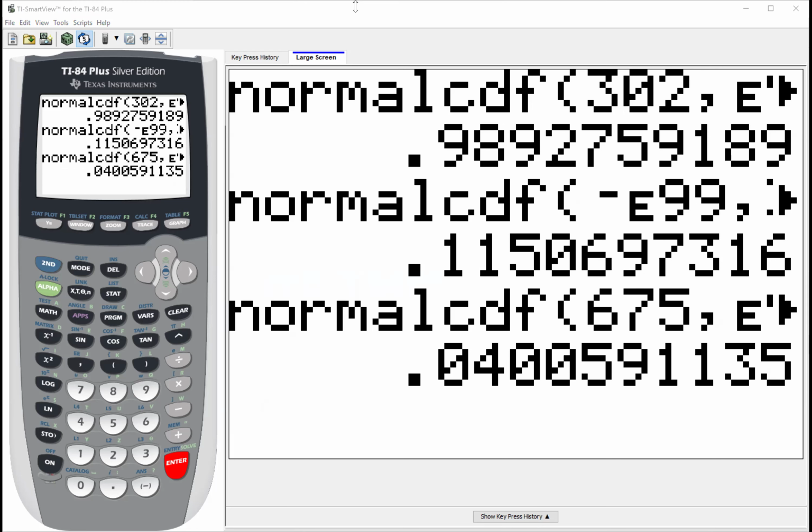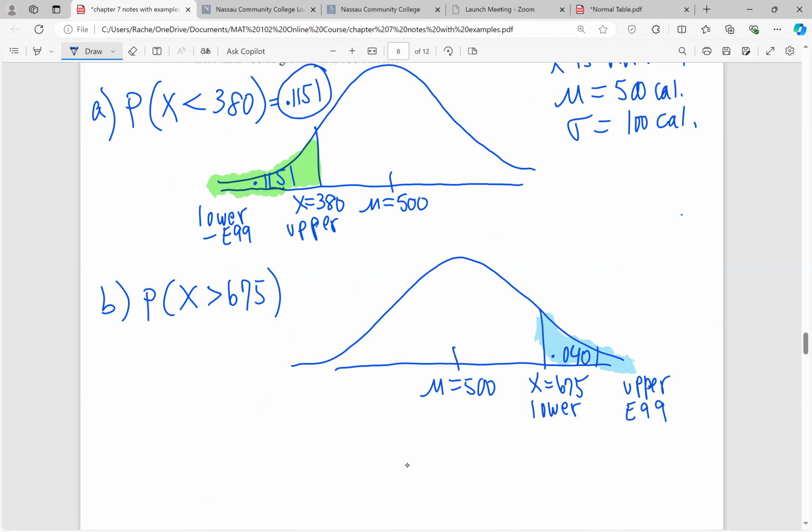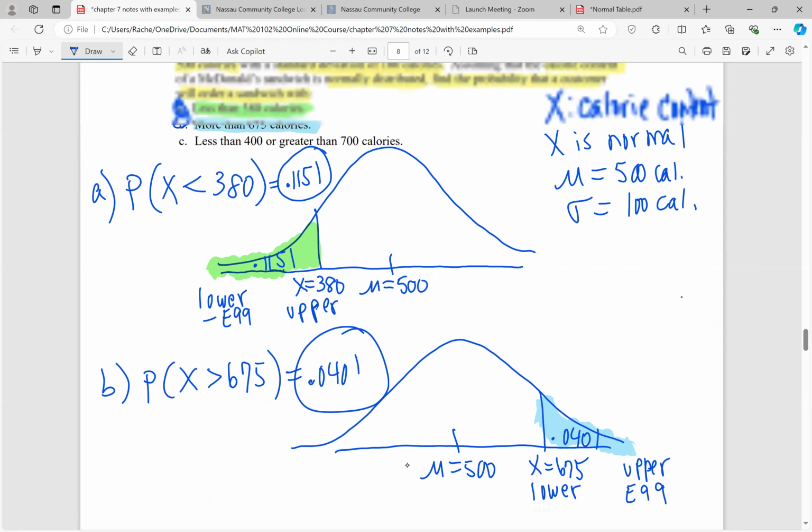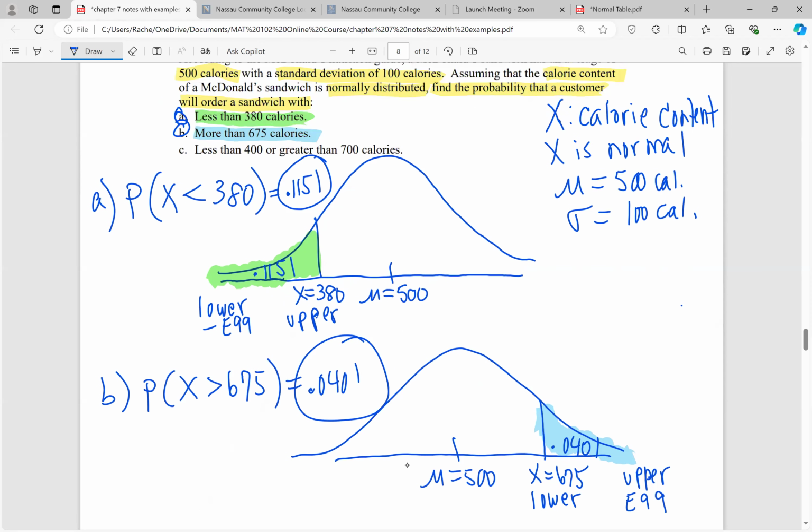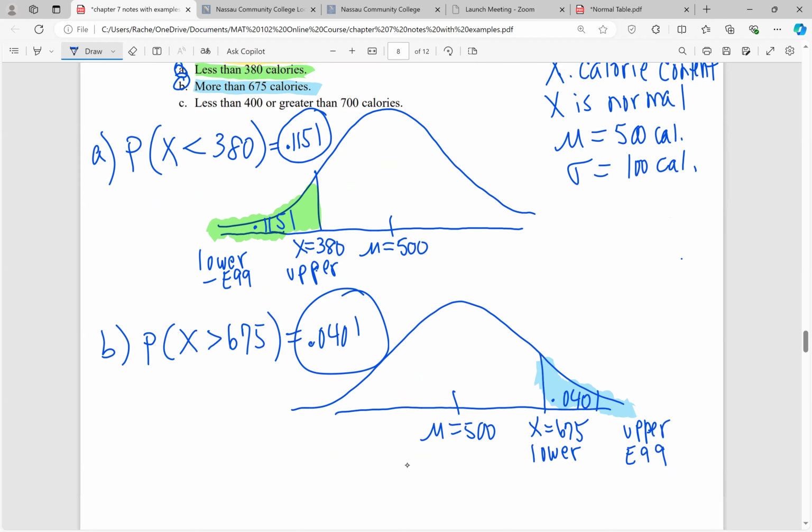So let's write that down. My answer to the probability question is about 0.0401. What that means is if we were to order a random sandwich from the McDonald's menu, the chances that it's going to have more than 675 calories is about 0.0401. That's only a small percent chance, like a 4% chance that it would have more than 675 calories.